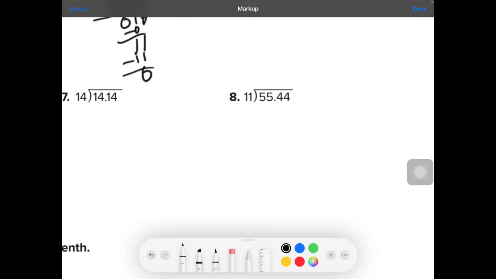Number 8. Let's work on this one. They have it already bracketed up for us. Yay. 11 will go into 55 at least 5 times. 5 times 11 equals 55. 55 minus 55 is 0. Bring down the 4. Now 11 will not go into that. We're going to go dot, dot, dot, dot, dot, splat. So we're going to put the 0 on the side. 0 times 11 is 0.